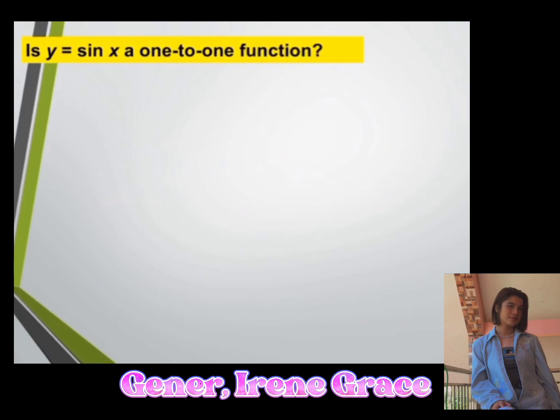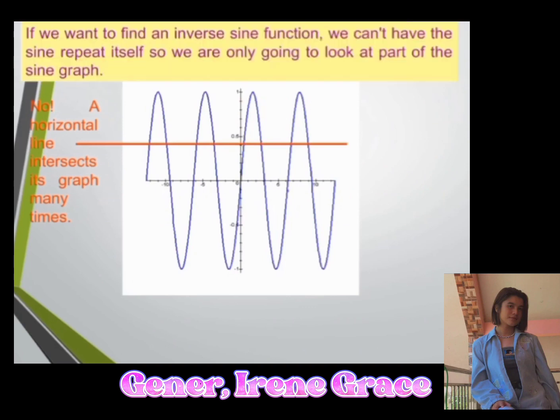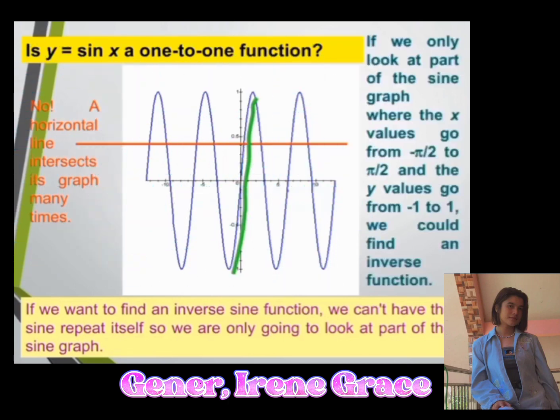I have here a question. Is y equals sine x a 1-to-1 function? The answer is no. A horizontal line intersects its graph many times. So if we want to find an inverse sine function, we have to deal with the sine repeating itself. So we are only going to look at part of the sine graph.